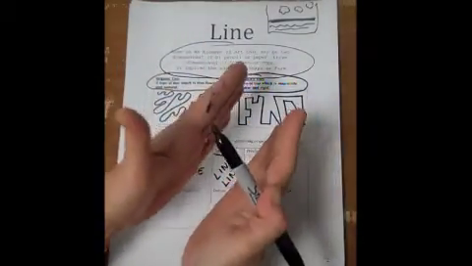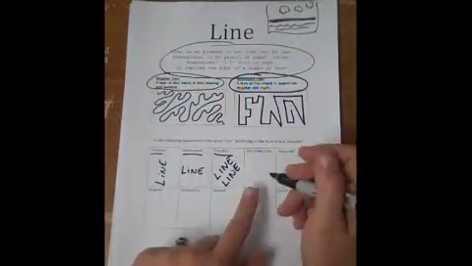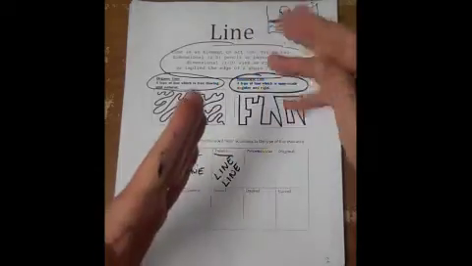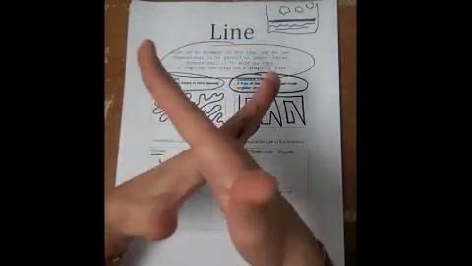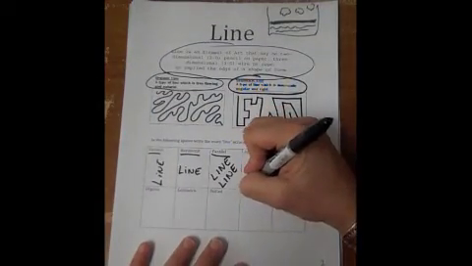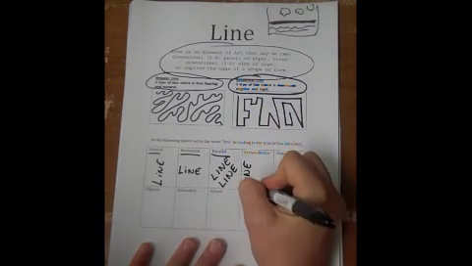So parallel lines are next to each other, but they never converge, they never touch. Perpendicular does touch. Perpendicular is where they intersect, so a perpendicular line would be a T, it could be an L, it could be an X. When they intersect, that's a perpendicular line. So I'm going to write line perpendicularly.